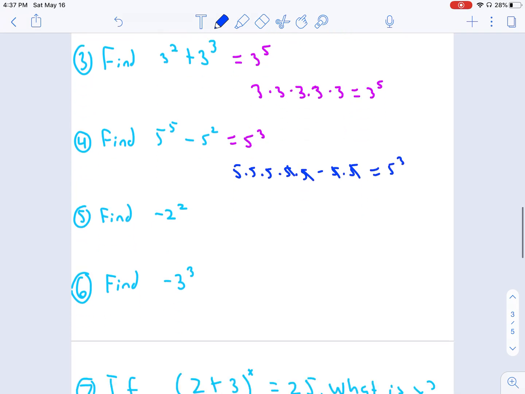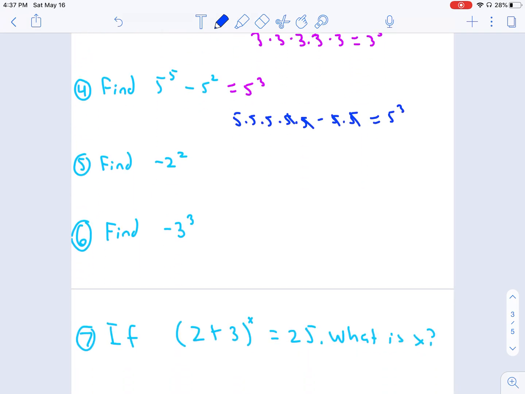Number 5, find negative 2 squared. So we know that the power is even. So we know the answer is going to be positive. And we can solve this by doing negative 2 times negative 2 is equal to 4. So the answer is 4.